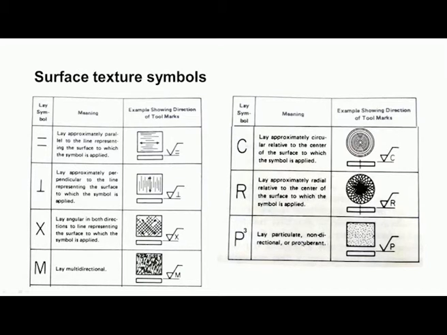And then if we have a particulate non-directional texture, then we use this P. And then when we have the texture like this, radial relative to the center of the surface, then we use this particular symbol R.